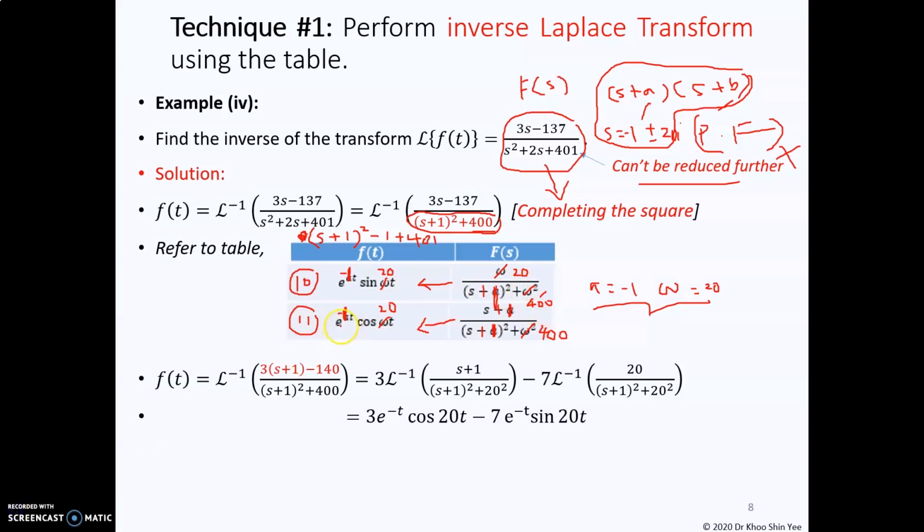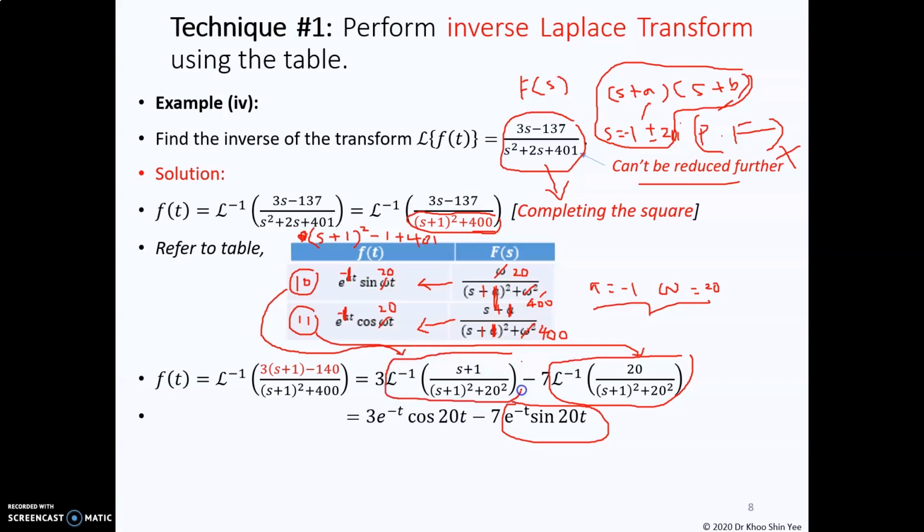Next formula, you have exponential negative t cos 20t, and here you have x plus 1 divided by x plus 1 square plus 400. So from formula 10, you have the inverse Laplace transform for this term, and the result you will get is this. And from formula 11, the inverse Laplace transform for this, you will get this answer.